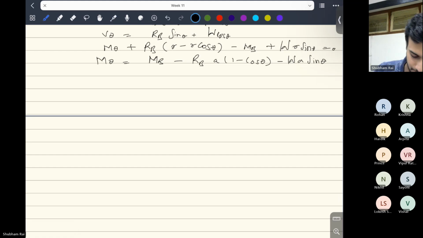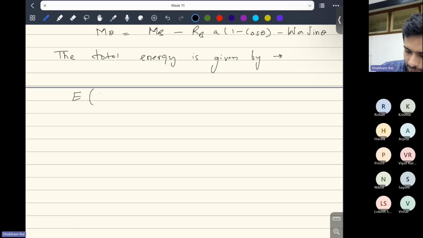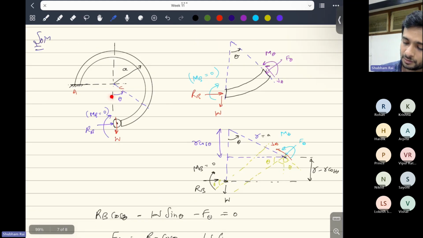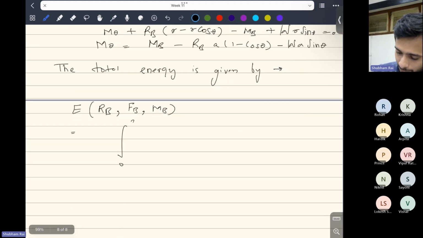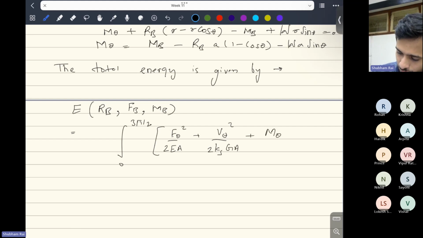So the total energy is given by a function of RB, FB and MB, I mean at the point B. We have taken F theta and so on anyway. The angle will be 0 to 3 pi by 2, because the angle starts from here, so this is 0 and we are going up to 3 pi by 2. So finally, the energy due to F theta will be F theta squared over 2EA. The energy due to V theta will be V theta squared over 2, with the shear correction factor, and GA. And the energy due to M theta will be M theta squared over 2EI.